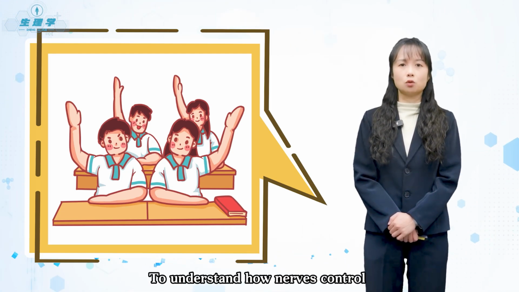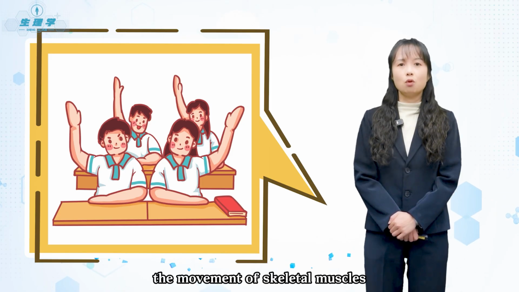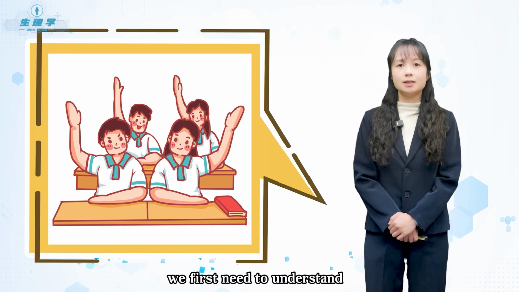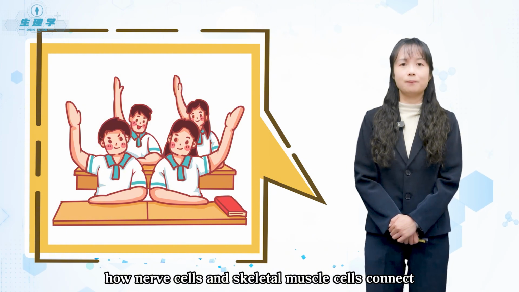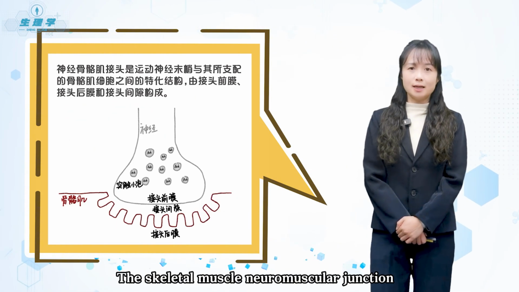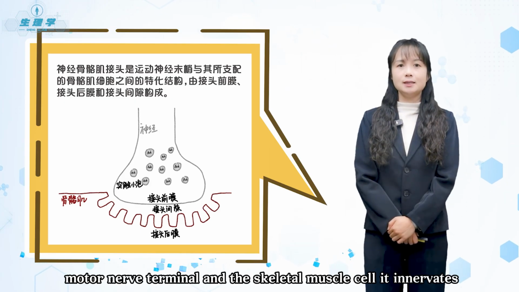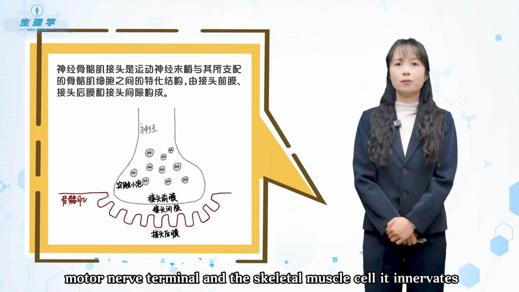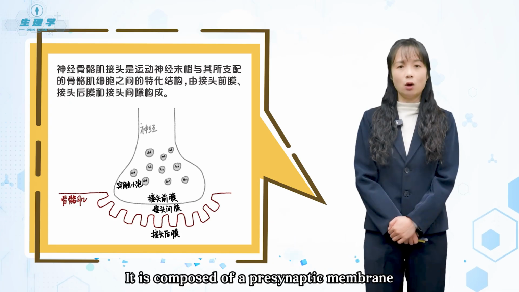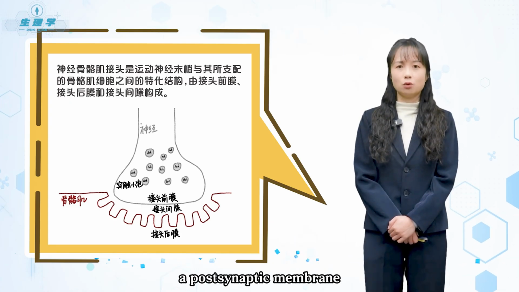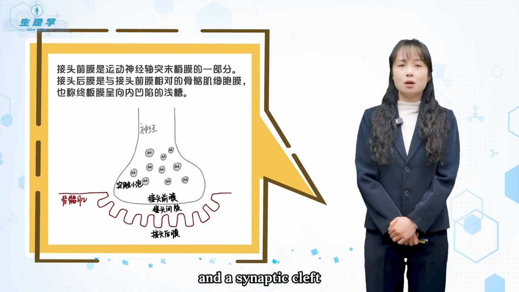To understand how nerves control the movement of skeletal muscles, we first need to understand how nerve cells and skeletal muscle cells connect. The skeletal muscle neuromuscular junction is a specialized structure between the motor nerve terminal and the skeletal muscle cell it innervates. It is composed of a presynaptic membrane, a postsynaptic membrane, and a synaptic cleft.